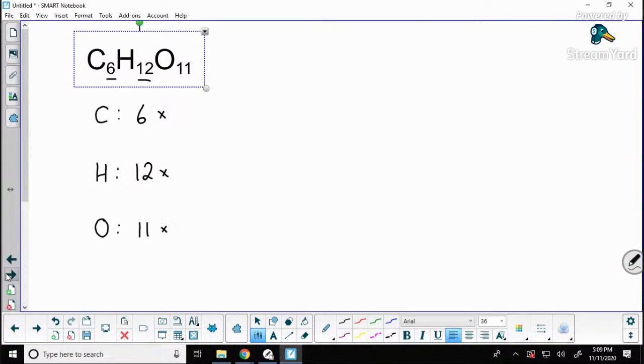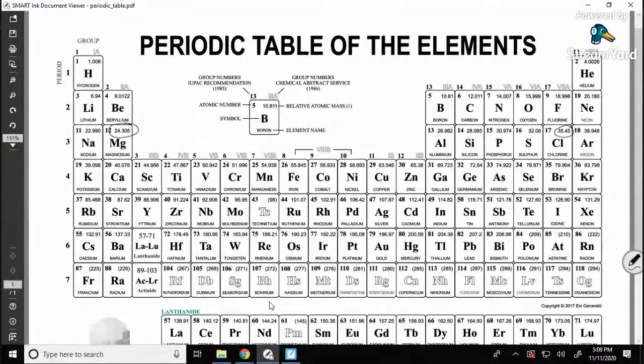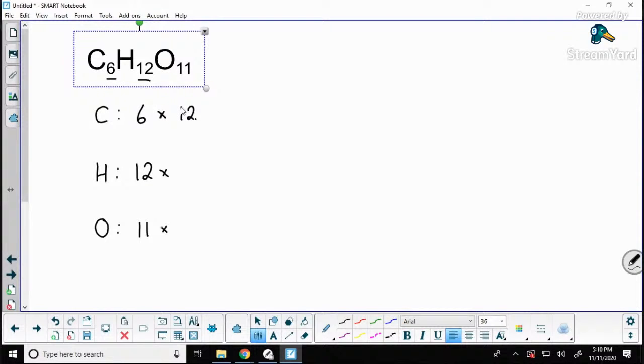The next thing to do is to find their masses on the periodic table. So I'd go back to the periodic table, and carbon is 12.01, hydrogen is 1.01, and oxygen is 15.99. So carbon, 12.01. Again, that would be grams per mole, but a lot of times in working these problems, we don't worry about the units at this point. Hydrogen, 1.01, and then oxygen, 15.99.